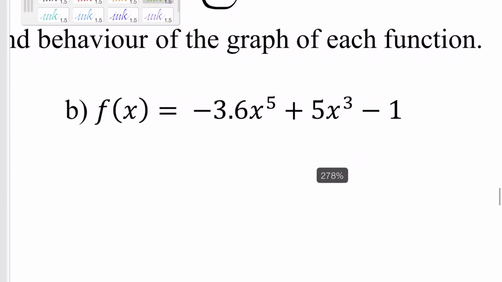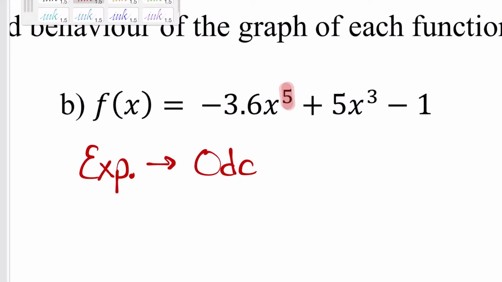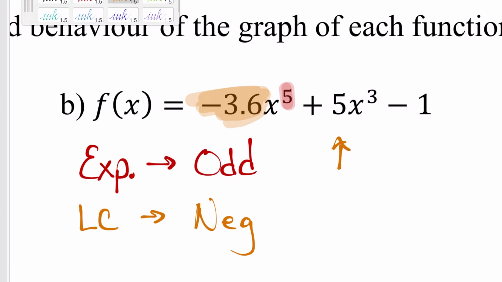So in this next one, again, I want to look at my exponent first. Here my exponent is 5, so it's odd. Because it's odd, I know it's going to be going in opposite directions. And my leading coefficient is negative 3.6. It doesn't matter if it's a decimal or a fraction or a whole number. It doesn't matter if it's pretty or kind of gross. We're just looking at whether it's positive or negative. So my leading coefficient here is negative, which means I'm going from up to down.